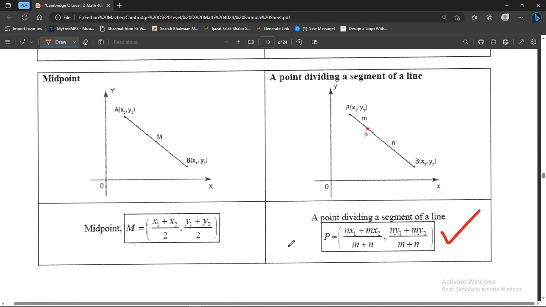A very important formula, but in O levels we do not have that. This is not used that much. I have not seen it being used, but it's a very important formula.